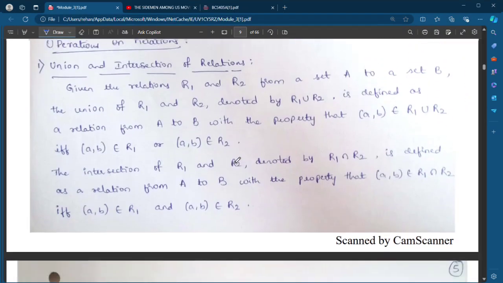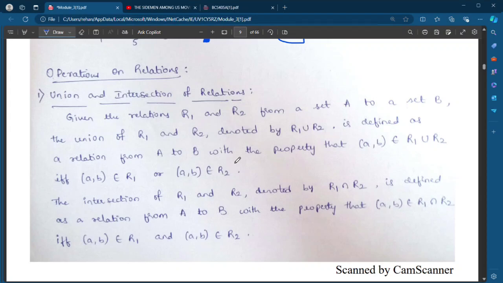Then operations on relations, union and intersection of relations. In relation also, how we will be using this union and intersection. Okay, let us read the theory definition here. Why are we doing theory? Because sometimes they might just ask us in the exam. Usually it happens, suddenly they'll ask for the definition.